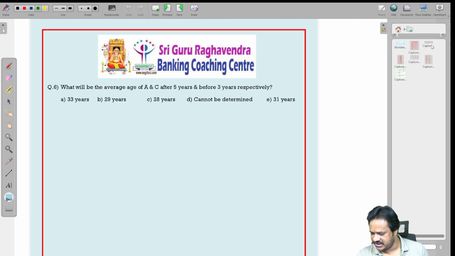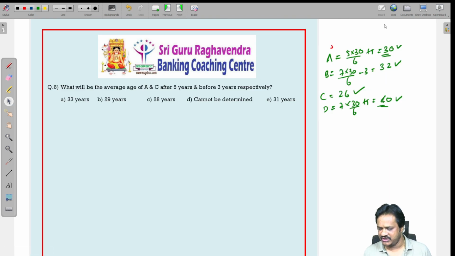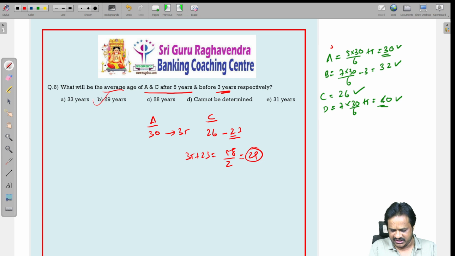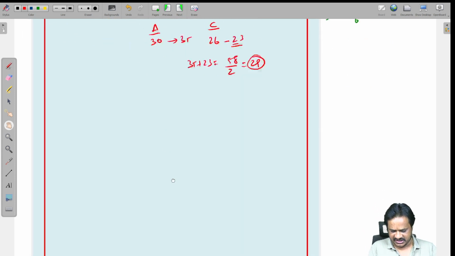See, this is the data you got. A value 30, B value 32, C value 26, D value 40. What will be the average age of A and C after 5 years? After 5 years means A's present age is 30, after 5 years 35, and C's present age is 26, before 3 years means 23. So, 35 plus 23, 58, we want the average, divided by 2, the answer is 29 years. 29 is the correct answer.